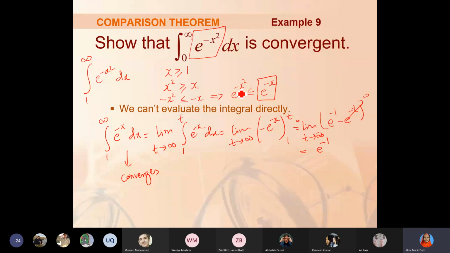Since e power minus x square is less than or equal to e power minus x, and this integral is convergent, this implies that the integral from 1 to infinity of e power minus x square dx is also convergent by the comparison theorem. Okay, so this function e power minus x, you have to build yourself.